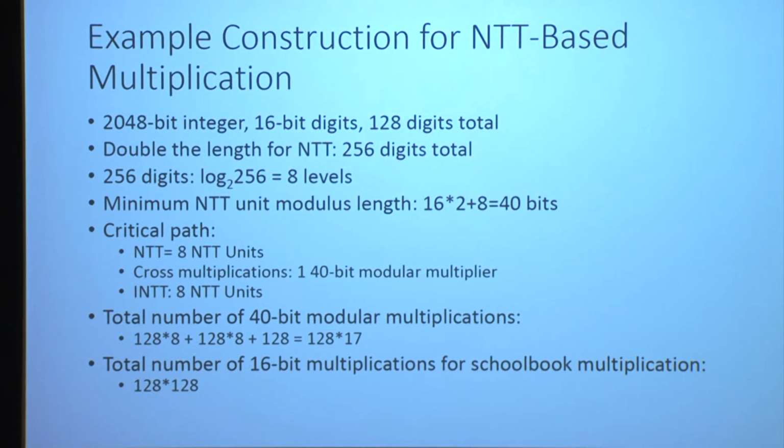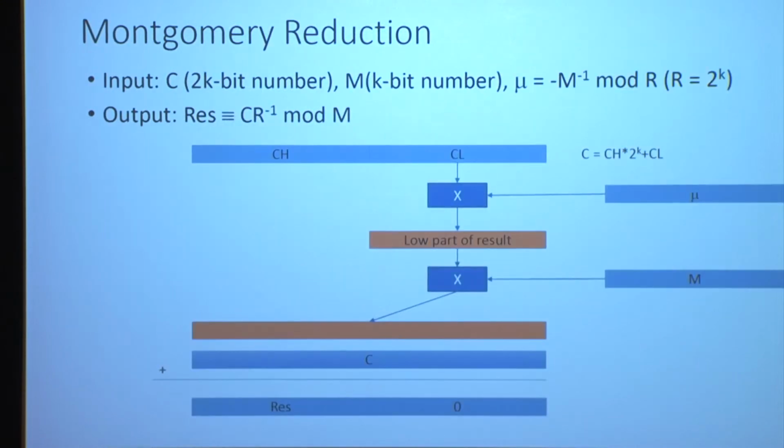In the end, if you look at the numbers here, if you do a classic schoolbook multiplication using 16-bit multiplications, you need to do 128 by 128 multiplications. But with this approach, you need to do 128 times 15 40-bit modular multiplications. For larger numbers, the advantage shifts from one to another. But this is just to show you that NTT-based multiplication changes the number of multiplications, but it is still inherently sequential. So I couldn't use it for this application.